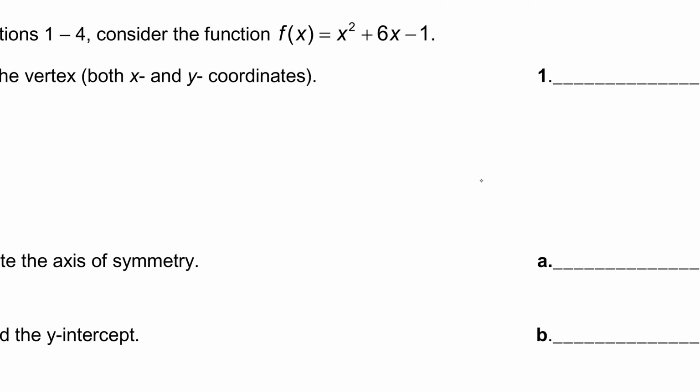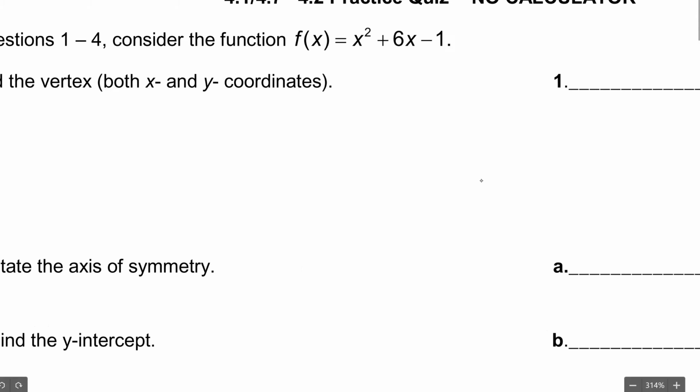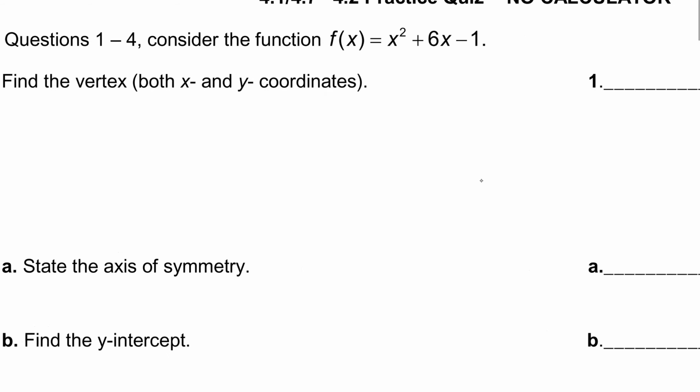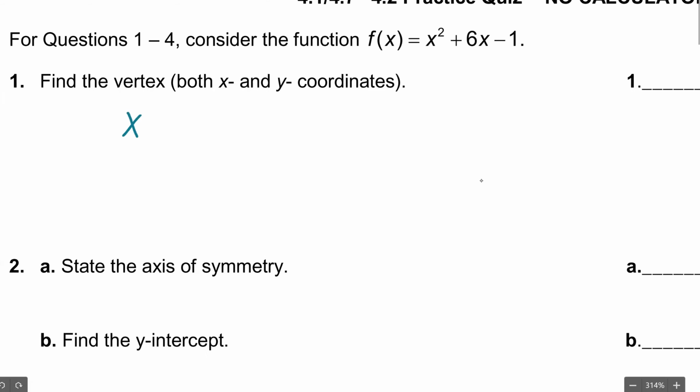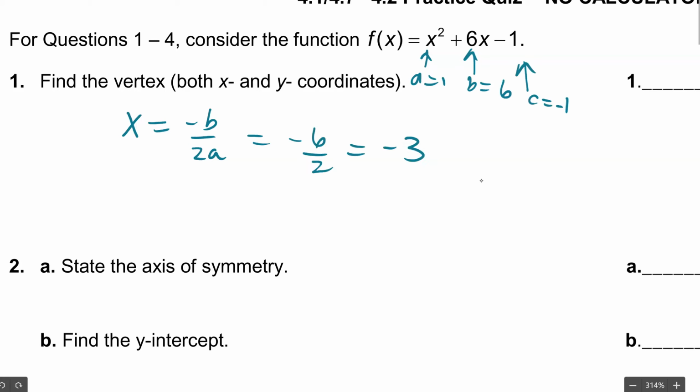Okay, so find the vertex, aka the x and y coordinate. So to find the x of the vertex, negative b over 2a, a is 1, b is 6, and c is negative 1. So it's going to be negative 6 over 2, which is negative 3. To find the y coordinate, I have to plug negative 3 back into the equation.